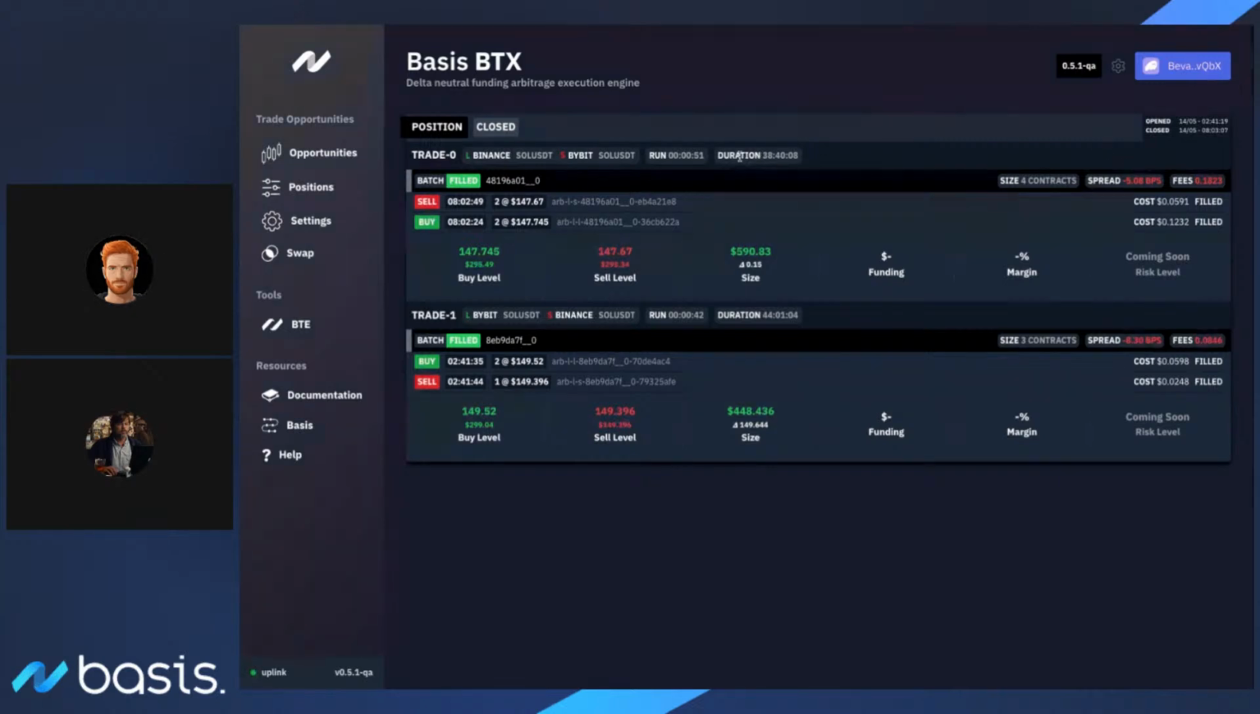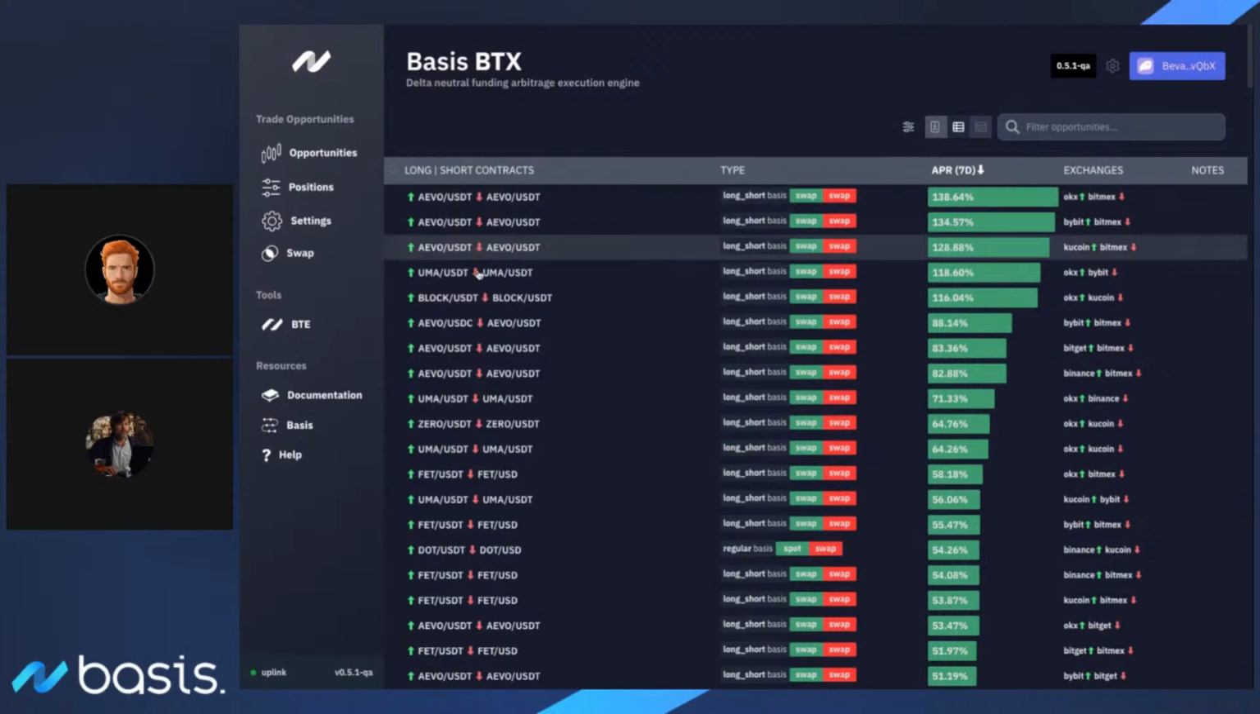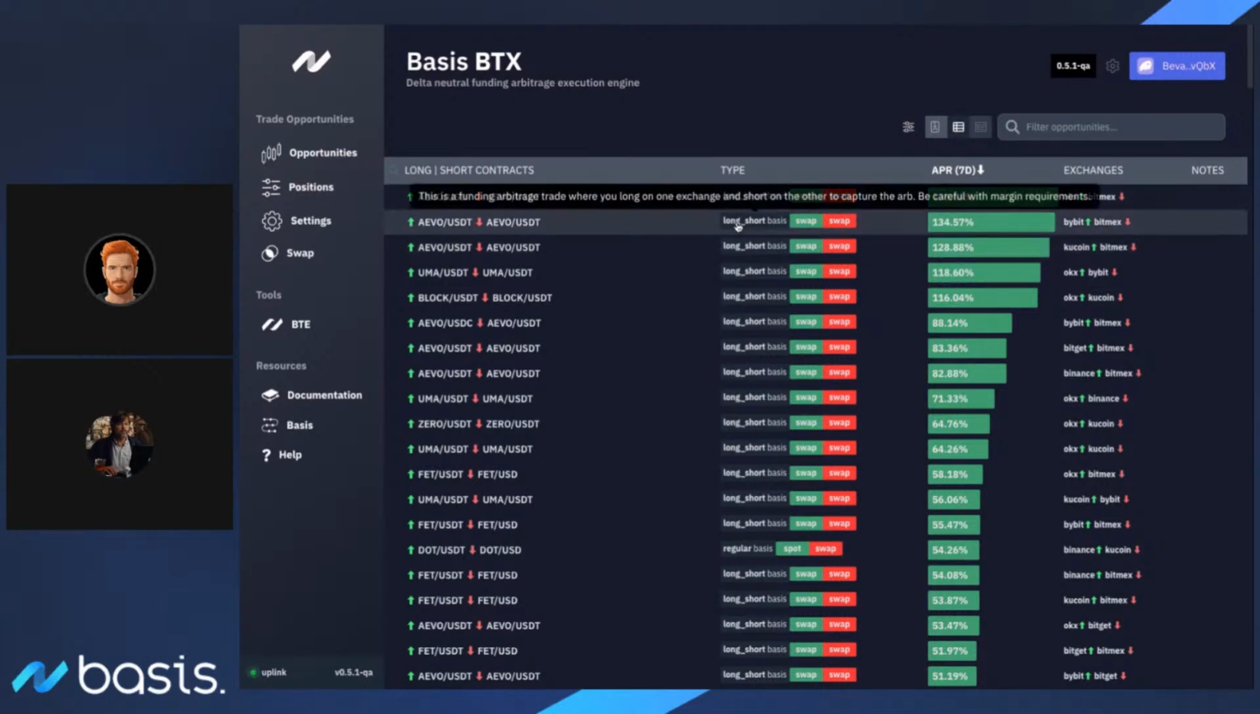So, working with the designer quite closely with Dennis and ensuring that we look at these opportunities and straight away you can see exactly which is the best to get in at that moment in time, or if you're in a position, how is that performing and should you still be in that position? So tooltips and hovering and giving as much information as possible to a newer user is something that we're very much focusing on, because I think that's a market that is probably a little untouched with basis trading and delta neutral trading.